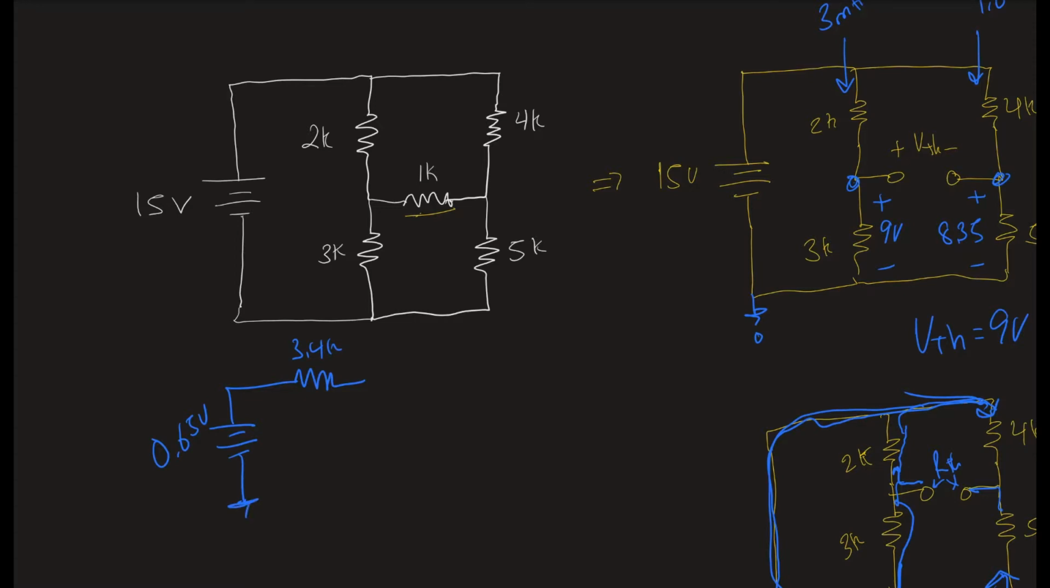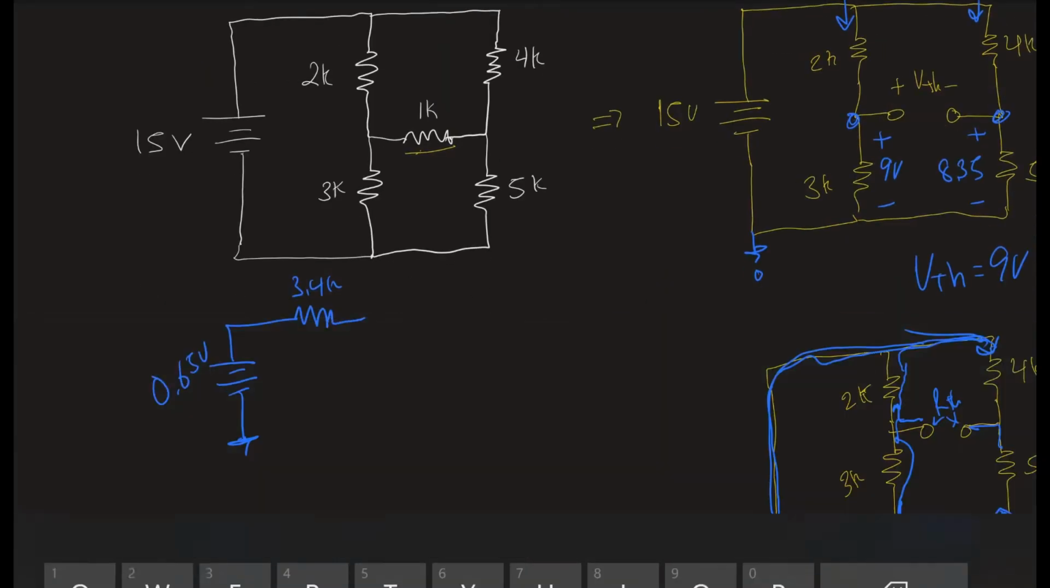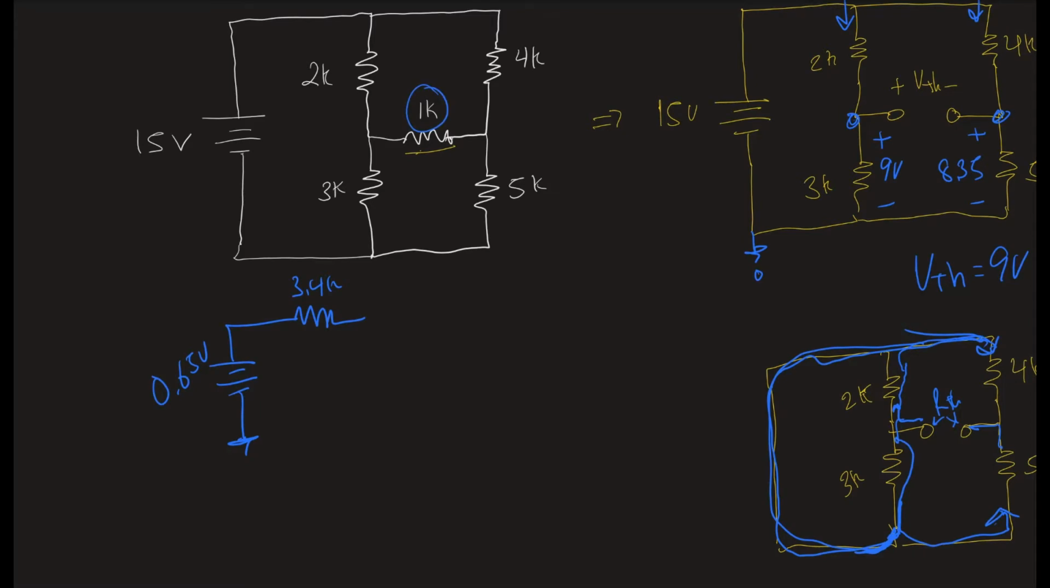And so notice, this was a problem we weren't able to solve because we had no way to break this down. But by doing Thevenin, I can. So remember the question says, what would the current be through a 1K resistor? Well, now that I know what the circuit looks like up to here, I can just add my 1K and solve for the current.